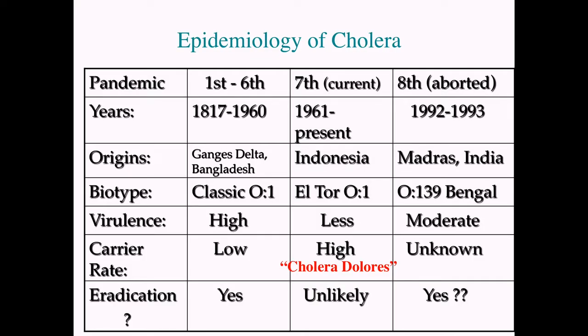So a little bit more about the epidemiology of cholera, because this is a microbe that has evolved in front of our very eyes. Epidemic cholera has been around for quite a while. We are now in the middle of our 7th documented pandemic. The first one historically noted was in 1817.